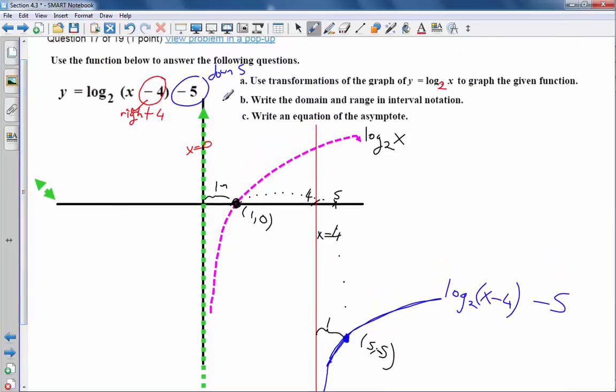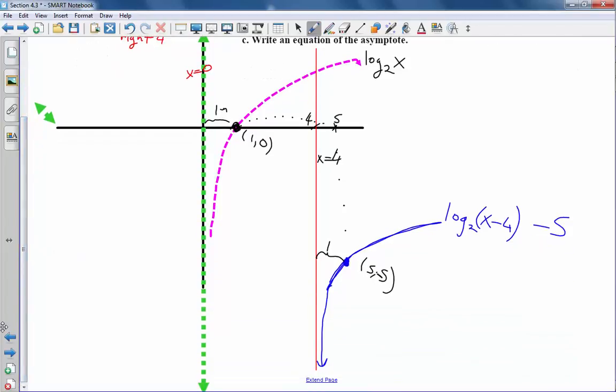We've done this one. Domain is required. Again, to find out the domain of any graph, you need to compress it to the x-axis. Smash this to the x-axis, upward. What kind of shape do we get? We get this shape, this part.